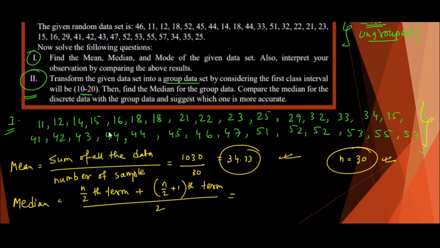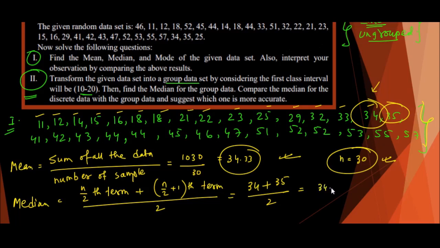What is your 15th term? From here: first, second, third, fourth, fifth, sixth, seventh, eighth, ninth, 10th, 11th, 12th, 13th, 14th. Here comes the 15th term, which is this 34. So put here 34 plus n by 2 plus 1, that is 16th term, which is 35. So 34 plus 35 divided by 2. If you calculate it, you will get 34.50 as the answer. This is your median.